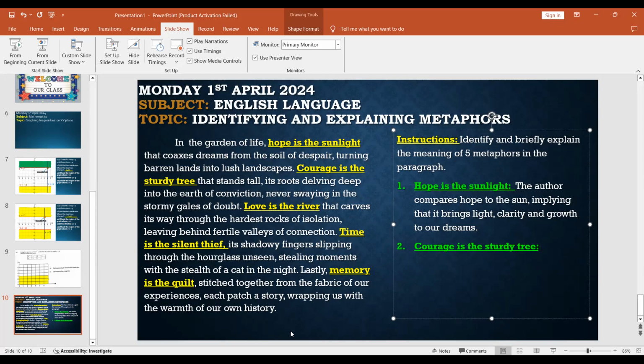It says never swaying. Never swaying in the stormy gales of doubt. What does that mean? Even though you have a lot of what? Doubt in your mind and obstacles. And you might not see your way through in the sense that different things happen that cause you to doubt whether you can make it or whether this thing is possible. Courage is a sturdy tree. It doesn't sway. When we say doesn't sway, that means it doesn't what? It doesn't move. You can't easily uproot it.